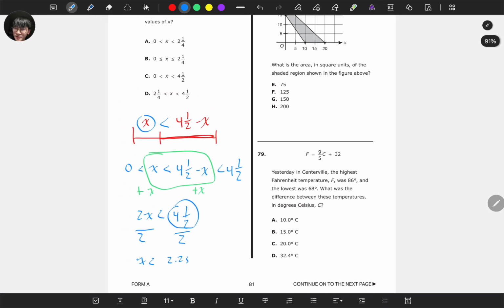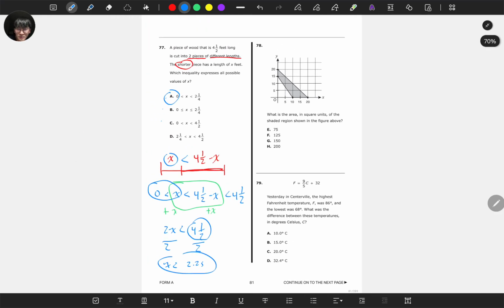Okay, so then we know that this piece already holds. Okay, so it looks like these three have it, and then x is less than 2.25, it's got to be this. Okay, A. Okay, great.